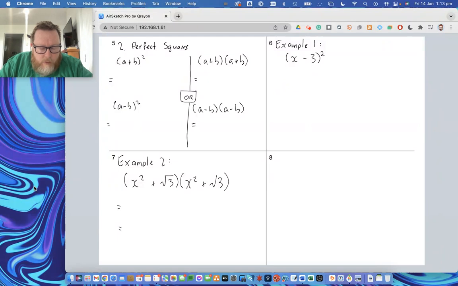Let's have a look at the perfect square rule then. We always start off with it being able to be written in this form, an expression to the power of 2. It doesn't have to be a binomial, but it works best if it's a binomial. If it's something other than a binomial, like a plus b plus c all squared, then it requires a couple of steps to get you there, but you can still use the rule.